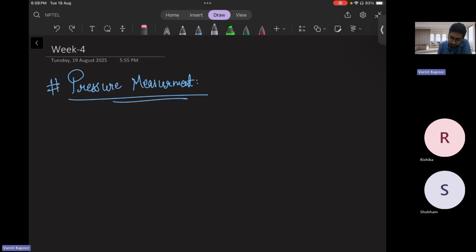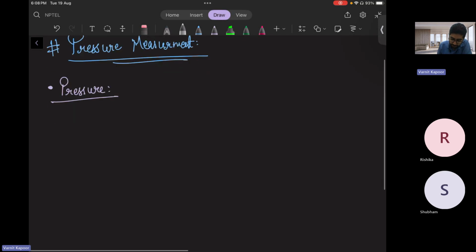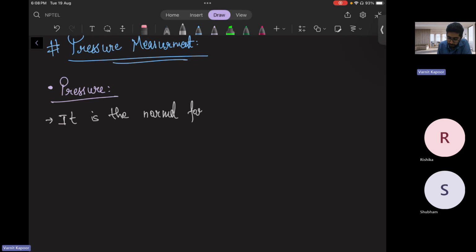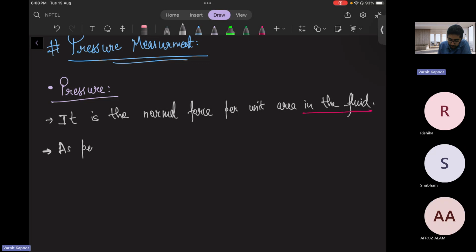So let's start with pressure. The first point states that it is a normal force per unit area in the fluid. To emphasize this point, it's always in the fluid, not in solids. There we measure stresses. And as per Pascal's law, pressure has no direction.